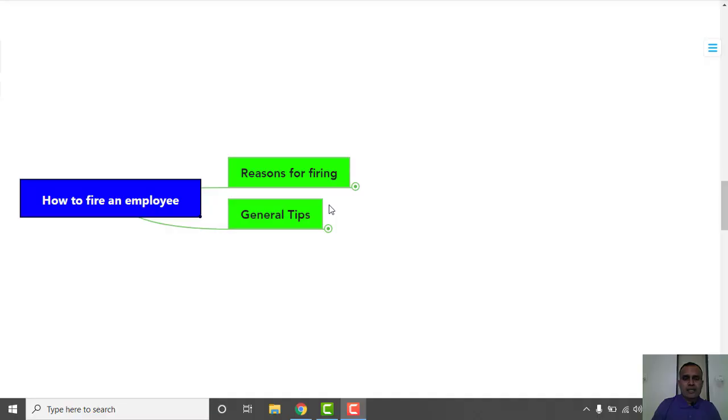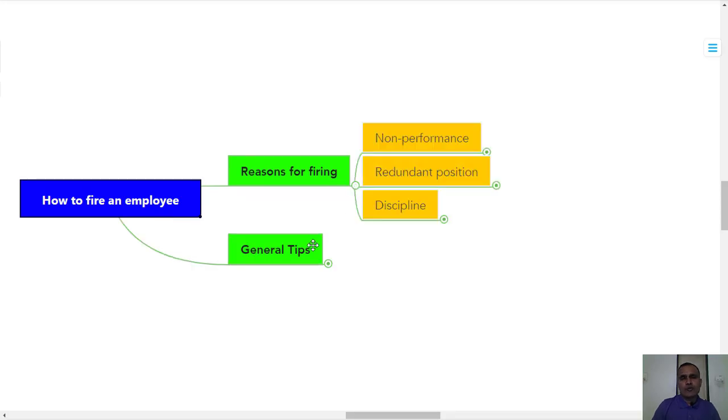Okay, so let's begin. So here's my mind map. There are primarily three reasons why you would want to fire anyone from the team or from the organization itself. The first is non-performance. They've been given the work, but they're not able to deliver. The second is the position becomes redundant. This is a little bit tricky because usually it's not the fault of the person at all. And the most complicated one is related to discipline, where as a leader, many times you probably have a limited role, but still we'll talk about it.